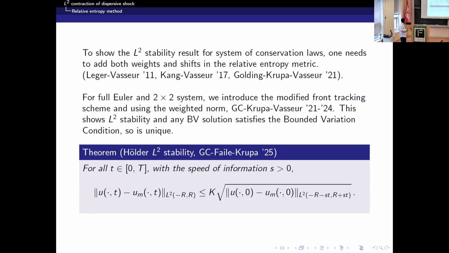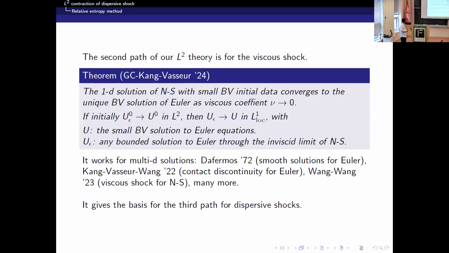So, let me focus on the dispersive shock. I just quickly list the results. Now I summarize this L2 theory into three paths, very proudly, because the third path we finally get it for dispersive shock. So the first path is for the inviscid fluid, considering the inviscid fluid and directly solving the stability and the uniqueness, whatever. And then we can do the viscous path.